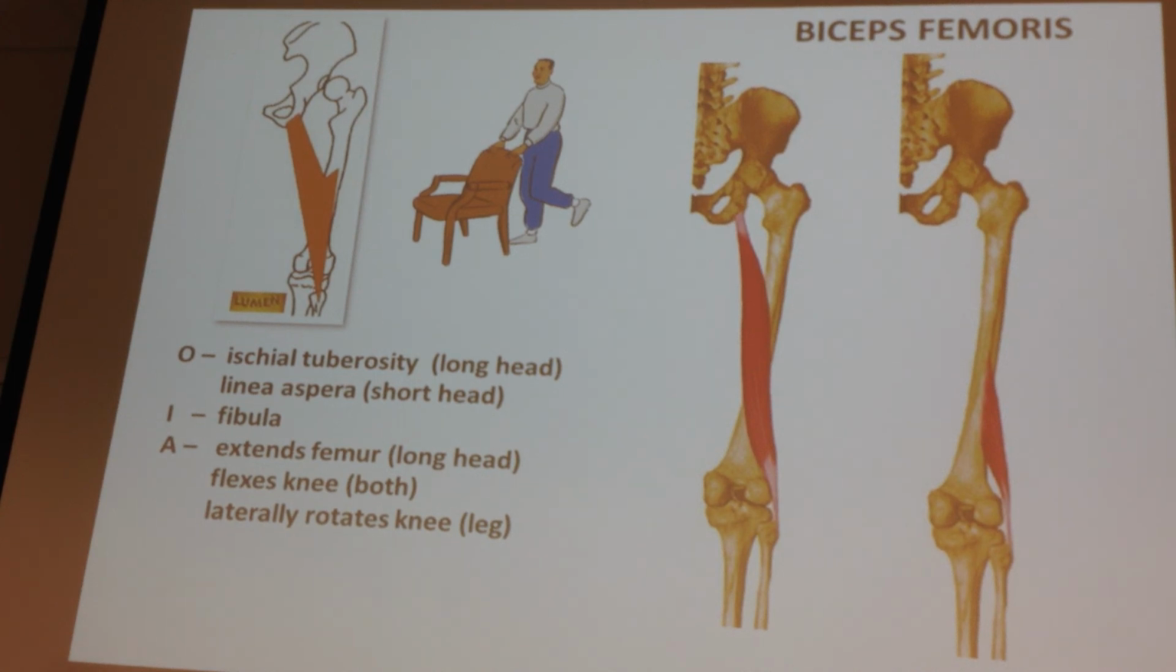All three muscles have the same function. So all three muscles are going to function to extend the thigh and flex the knee. You just put ditto marks down for those. Biceps femoris goes lateral to the fibula.